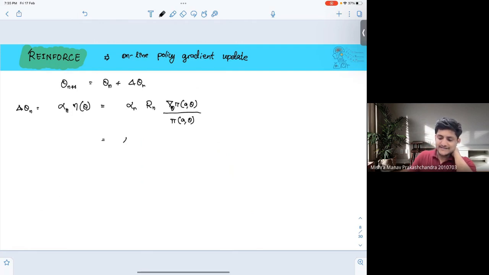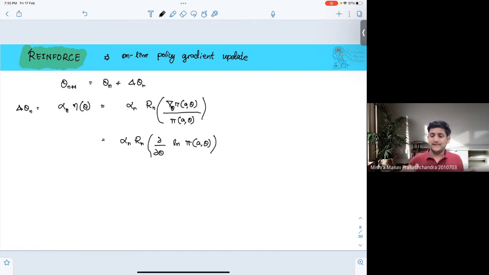Now, we write it as alpha n rn dou by dou theta of ln of pi a comma theta. So this thing has been represented by this quantity. You understand how it works? Because if I take the derivative of the log function, my log x derivative is 1 by x, and if I am doing the chain rule, say log of 3x, first I differentiate log x, then I differentiate 3x, and then I multiply it. So this is a direct consequence of the chain rule of differentiation.